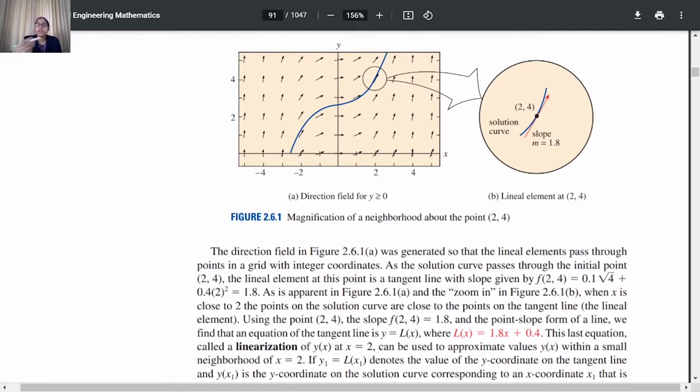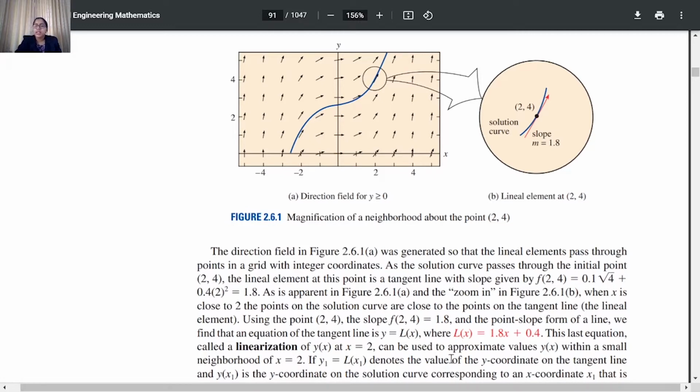So with the help of that we will get y is equal to 1.8x plus 0.4, and y is denoted as L of x. So this is called the linearization of y of x, which was assumed to be the solution at the point x is equal to 2.